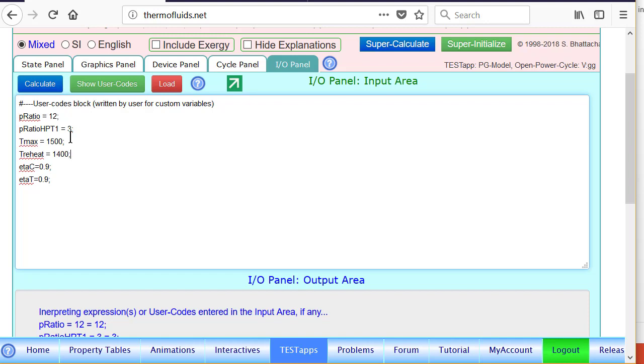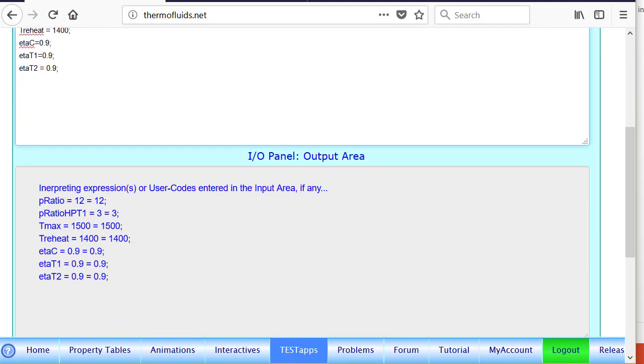1400 Kelvin. And notice we have two turbines, and let's define turbine 1 has an efficiency of 0.9, 90%, and the second turbine has the same value, but it's wise to put a new variable to it so that we can change it later. So these are our overall parameters of the problem. If I do a calculate, they're all registered. We must be careful with the naming.